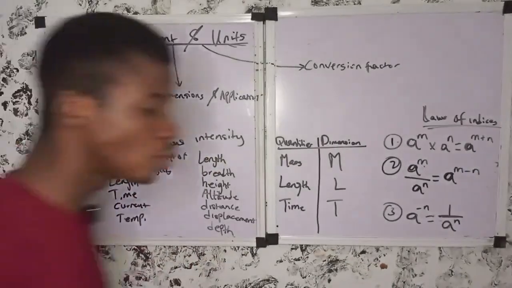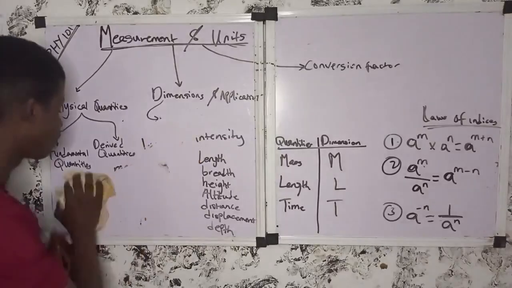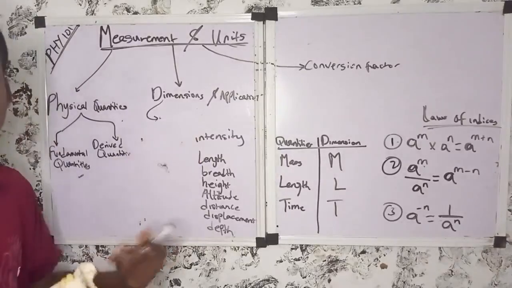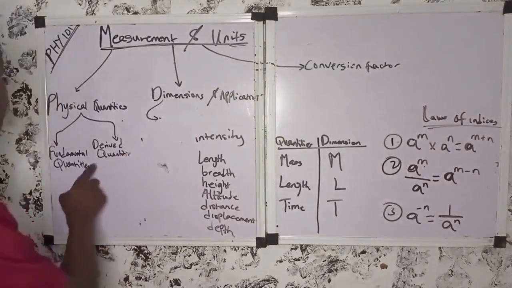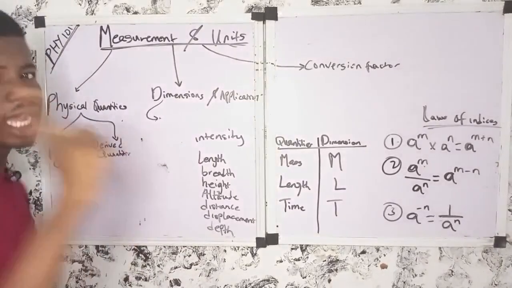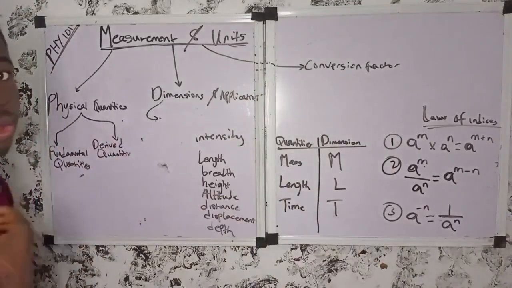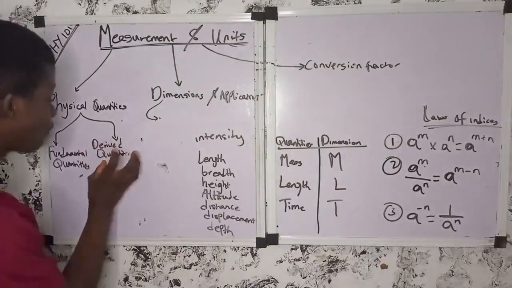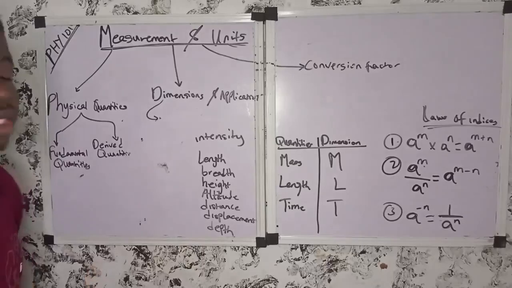Now move to the next part, which is derived quantities. Now, what are derived quantities? Derived quantities are quantities that are gotten from fundamental quantities. Now remember, fundamental quantities are the basic quantities in which other quantities are gotten from, right? So derived quantities are quantities that are gotten from fundamental quantities.